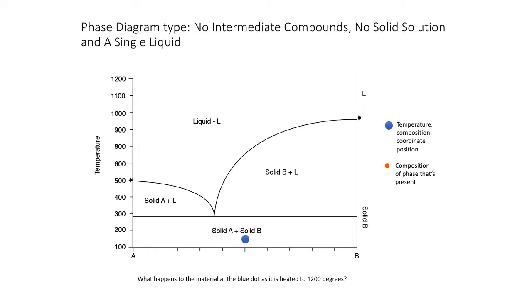Let's just work an example on one of these phase diagrams. So the question: what happens to the material at the conditions of the blue dot here as it's heated? We're going to heat it all the way up to 1200 degrees, okay? So the blue dot is a coordinate. It's saying this is about 150 degrees, and it's about a 50-50 mix, 50% A, 50% B, two solids.